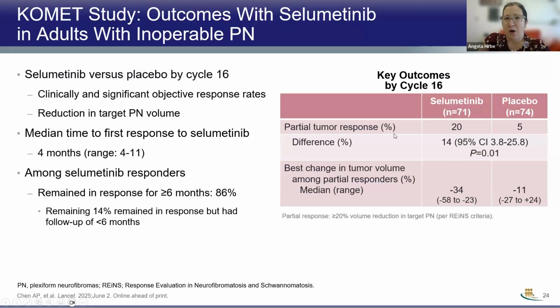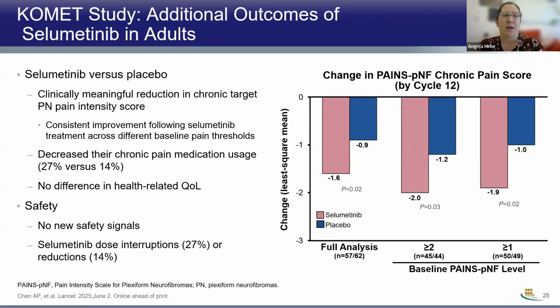Again, if we look at partial tumor response, 20% in the selumetinib group versus 5% in the placebo group. Best change in tumor volume, a reduction of 34% in the selumetinib group, and this was by cycle 16. Again, it's also very important to note that there was a clinically meaningful reduction in the chronic target plexiform pain intensity score.